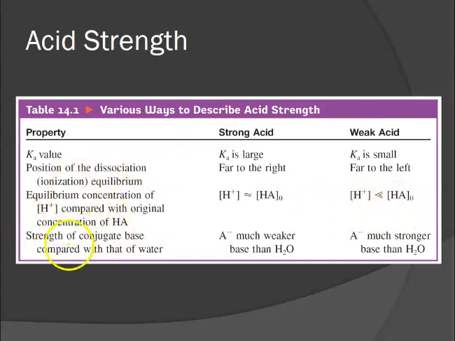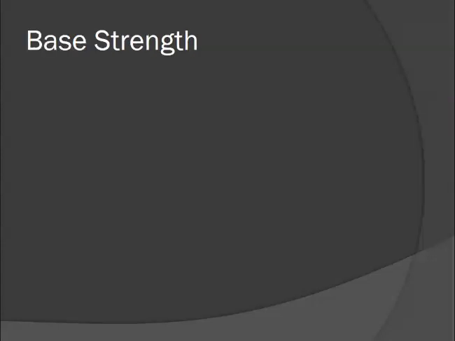Also, the stronger the acid, the weaker the conjugate base, and we can compare that to water. So for a strong acid, its conjugate base is a weaker base than water. If you have a weak acid, its conjugate base is going to be a stronger base than water. All right, let's keep on going.